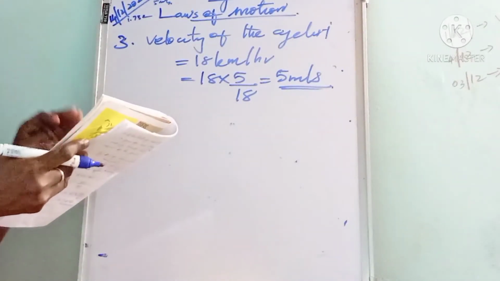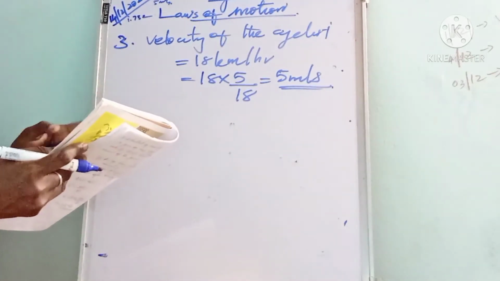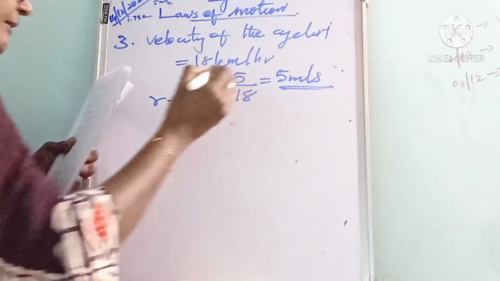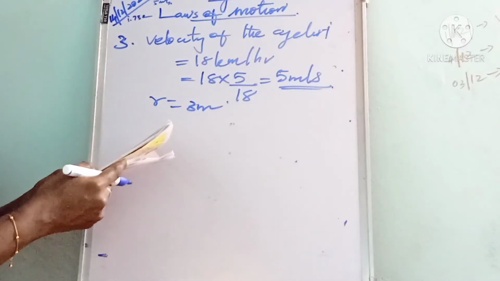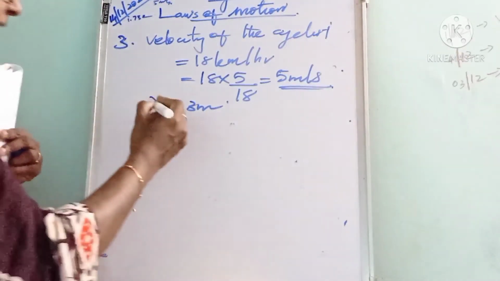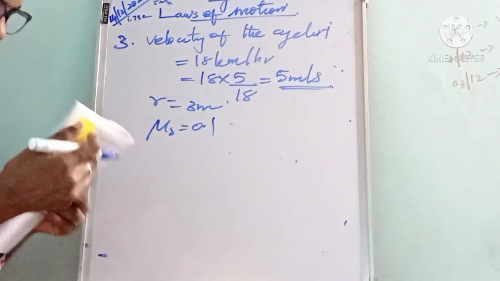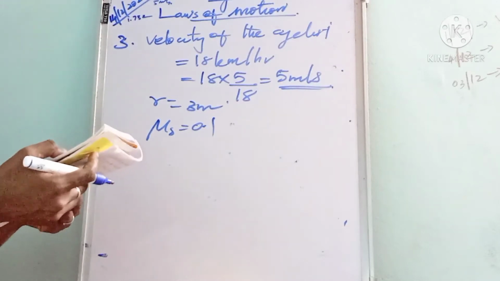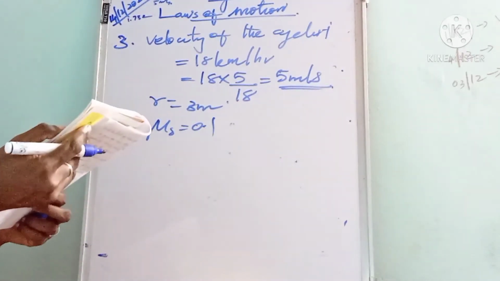And without reducing the speed, he takes a sharp circular turn of radius r equal to 3 meter. The coefficient of static friction between the tires and the road is given, that is, mu is given as 0.1. We have to find, will the cyclist slip while taking the turn? That we have to find.